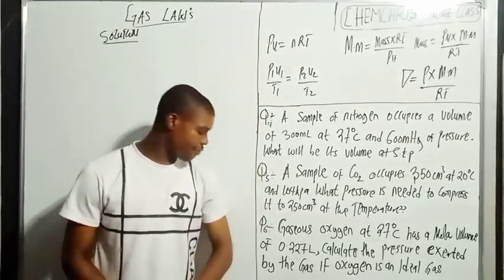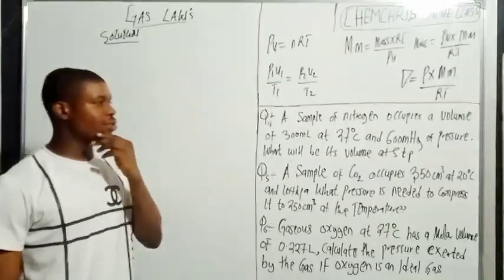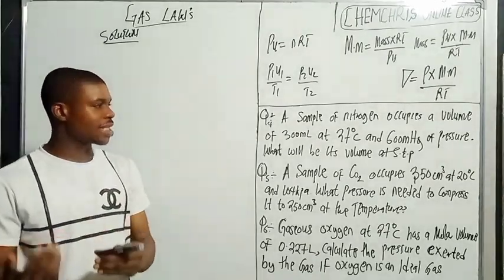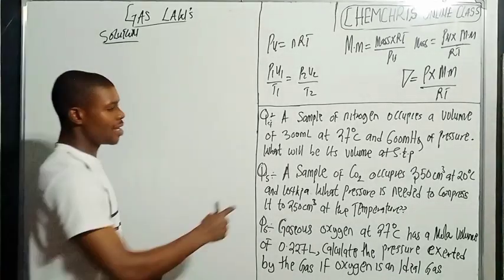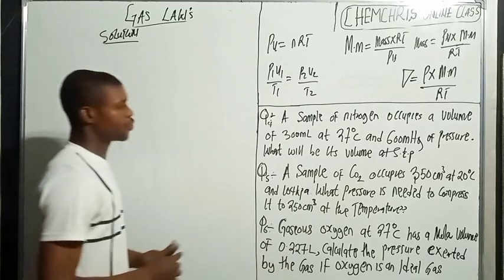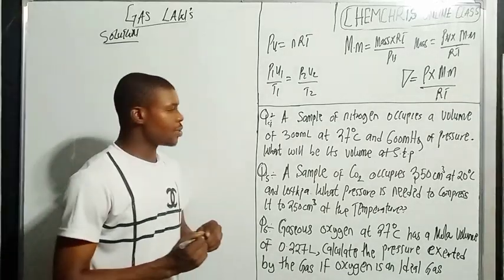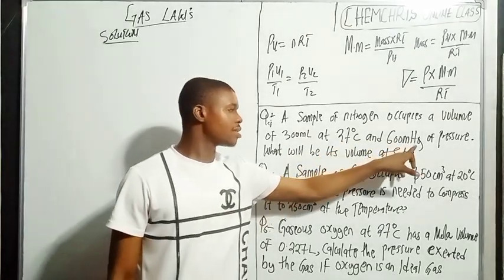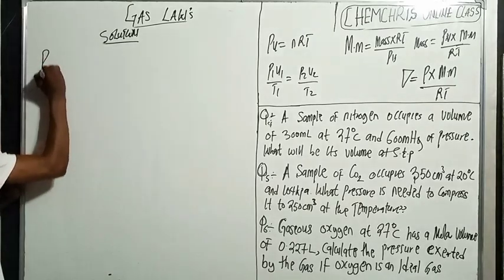So let's go to our next set of questions. We have questions 4, 5, and 6. I want to do the first. They say that a sample of nitrogen gas occupies a volume of 300 ml at 27 degrees centigrade and 600 millimeter mercury of pressure. What would be its volume at STP? So let's solve the question here. Here we have the initial volume, initial temperature, and initial pressure.